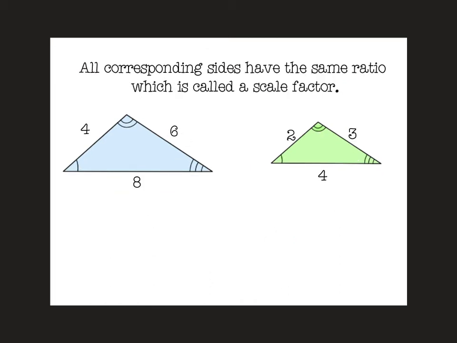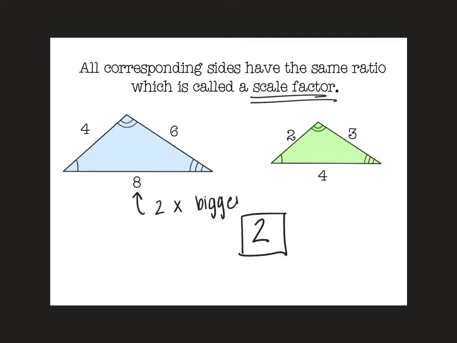When all the corresponding sides have the same ratio, it's also called a scale factor. So I just went through and did it, but every time I did the ratio, I always got 2, and so this is considered our scale factor. All that means is that this triangle is 2 times bigger than this one.